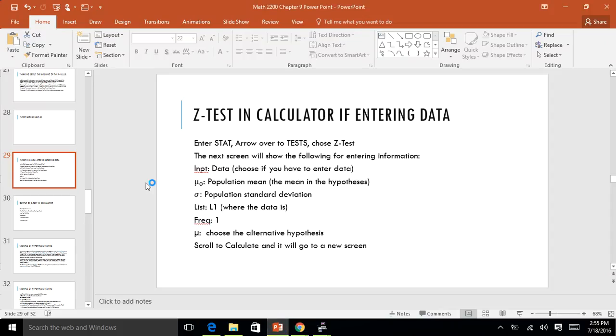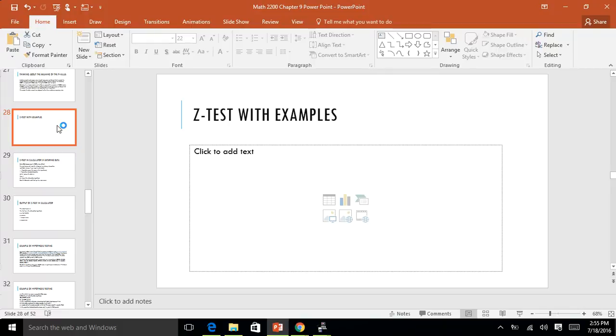So let's go ahead and talk about z-tests with examples. I've got the first example where you have to enter the data, and the next example is where the information is given to you in the problem.